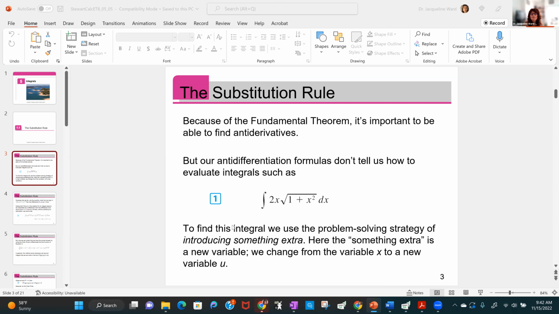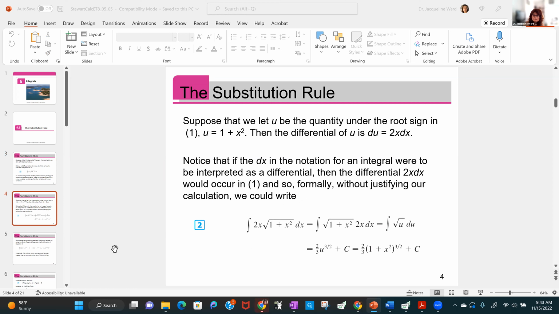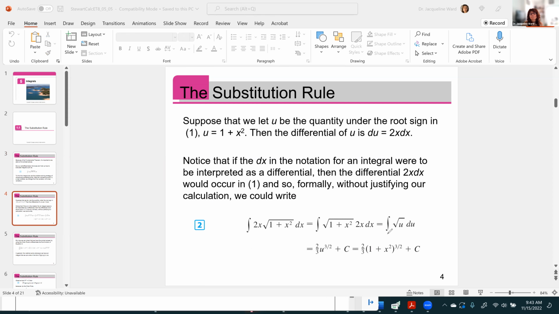So as it says here, to find this integral, we use a problem-solving strategy of introducing something extra, and that's the substitution with a new thing, a new variable. And so we're gonna change to a variable u. So suppose we let u be the quantity under the square root symbol. So the 1 plus x squared, we're calling that u. And then the differential of u is du, which is 2x dx.